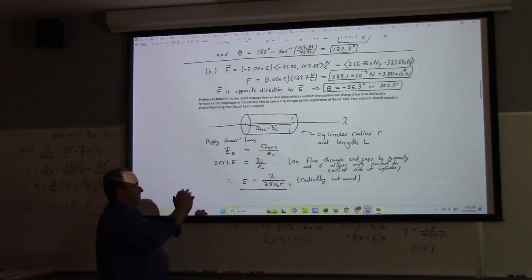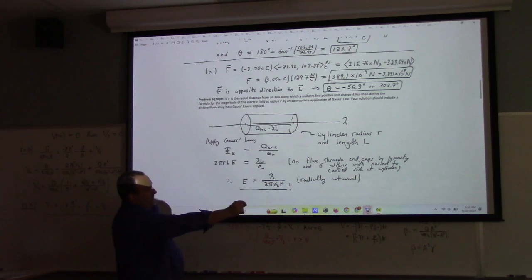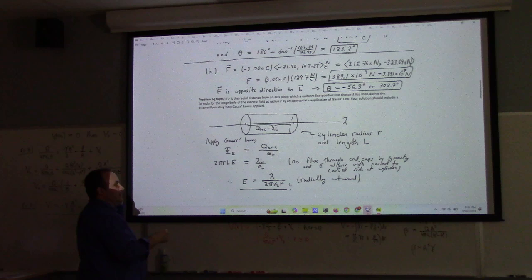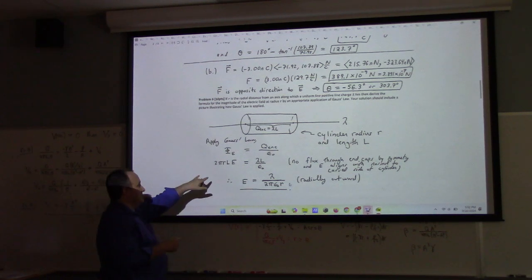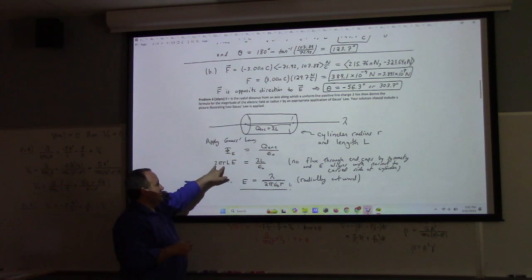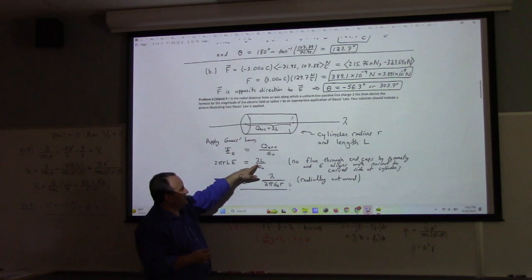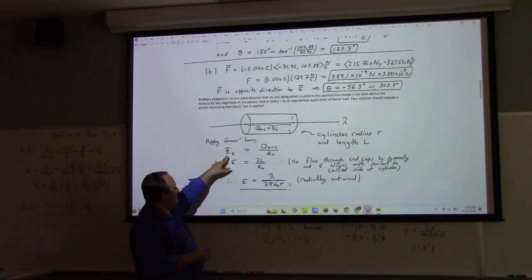It has to be radially outward because the line charge is like that, and anything else would violate the symmetry of the line being very long. So the flux is just the surface area of the side, which is 2 pi RL, times E. That gives me the flux. The charge enclosed is the charge per unit length times the length. So of course these L's cancel.